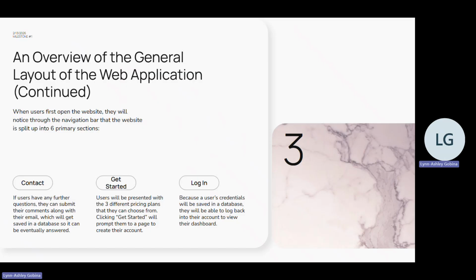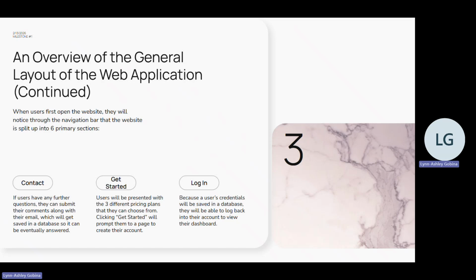After that, we have the Get Started section, and this is where app users can actually sign up for the service. Once they click on this page, they'll be presented with the 3 different pricing plans, standard, premium, and deluxe, that they can choose from. And once they click Get Started, they will be prompted to the actual sign-in form to create their account.